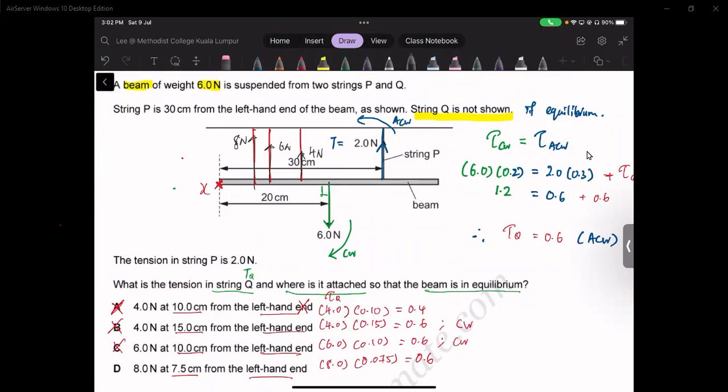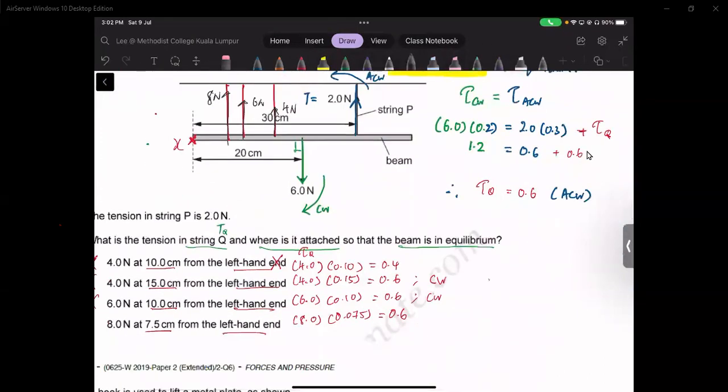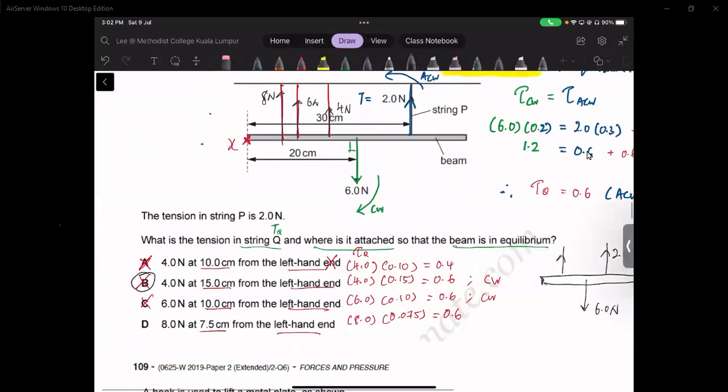In 6.0. Okay, maybe I'll draw the beam outside. See the beam like this? I have a string here, I have a string here. This string is 2.0 Newton. The weight is 6.0 Newton. What should be the other force? Yeah, 4. So the answer is B.